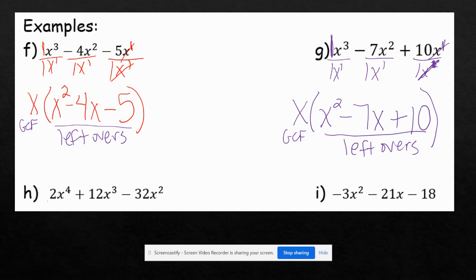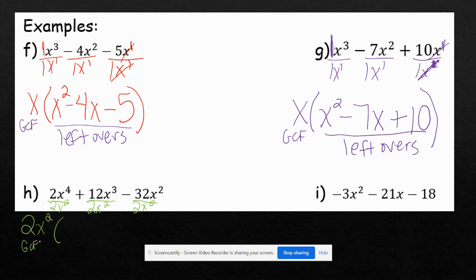If I look at letter H, I'm going to start with my numbers. 2, 12, and 32 have a common factor of 2. For my x's, I have x to the fourth, x to the third, and x squared. So x squared is our smallest exponent and the most that we can pull out of all of this. So we're dividing everything by 2x squared.